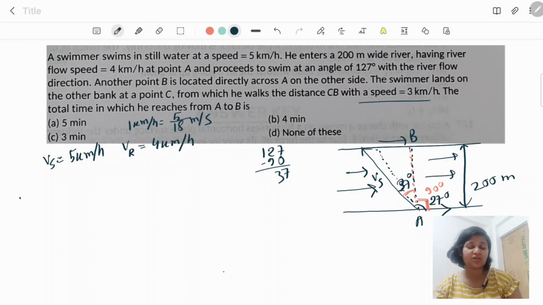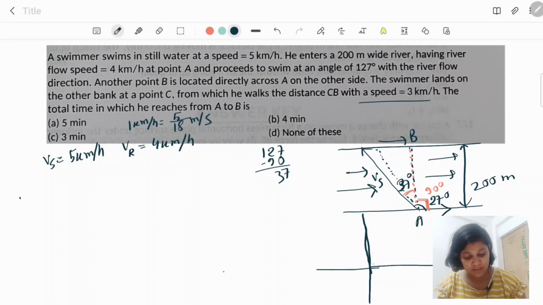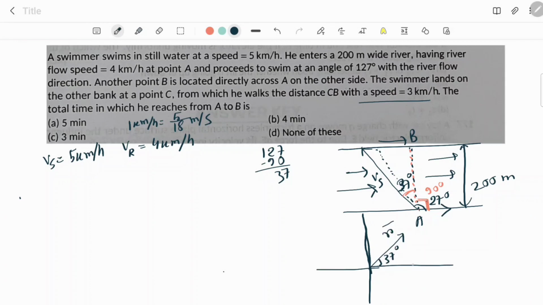So we want to find out the component of Vs along the direction of AB, and if you know the triangular analysis, if this is our vector and this is the angle, then along this direction the component will be r cos 37 degree, and along this direction the component comes out as r sin 37 degree.